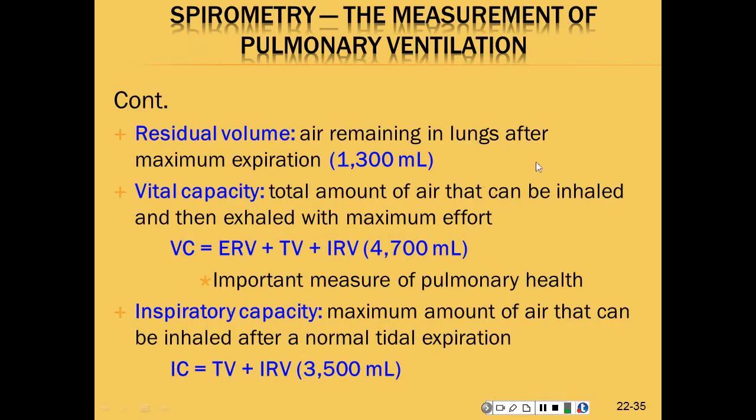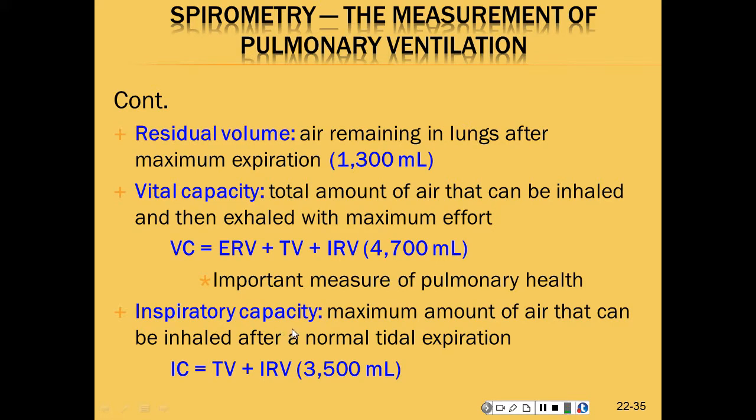Okay. So here are our values again. Our residual volume, which we went over, the air remaining, that's your RV, remaining in your lungs after you've expelled everything out, 1,300 milliliters. Our vital capacity is the total amount of air that can be inhaled and then exhaled with maximum effort. So as you've taken a deep breath in and exhaling everything out, they're going to calculate what you have. That normal value is 4,700 milliliters. Told you you'll see those abbreviations again. This is important to measure our pulmonary health, because they will definitely ask you to perform this type of test, just to see if you meet the norm. If you're low, you have some type of disorder.